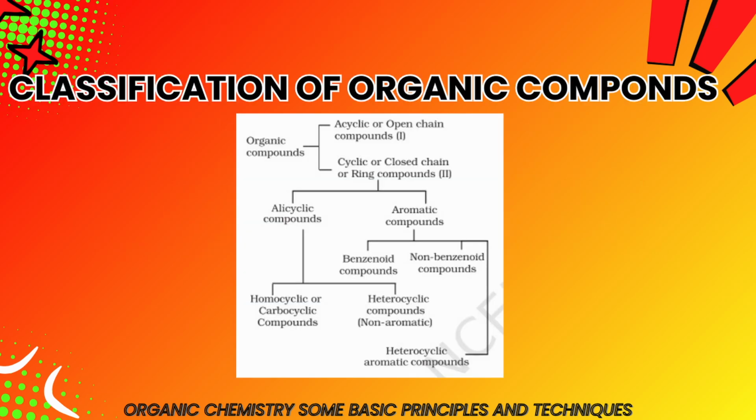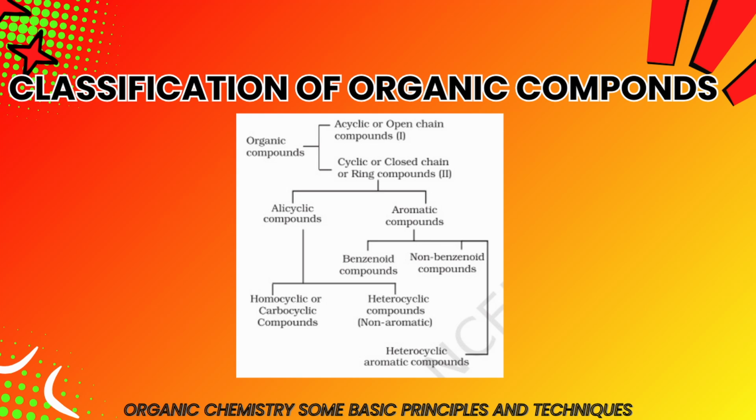Organic compounds exist in vast numbers, with even more being discovered regularly. To make sense of this diversity, we classify them based on their structure and functional groups. Let's delve into the classification system. First, we have acyclic compounds. These consist of straight or branched chains of carbon atoms. For example, compounds like ethane, isobutane, acetaldehyde, and acetic acid fall into this category.